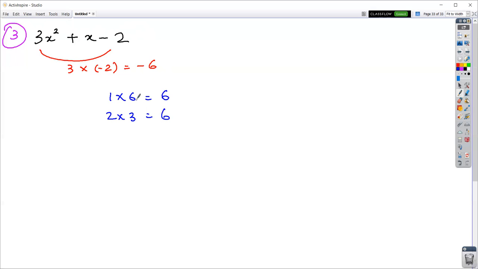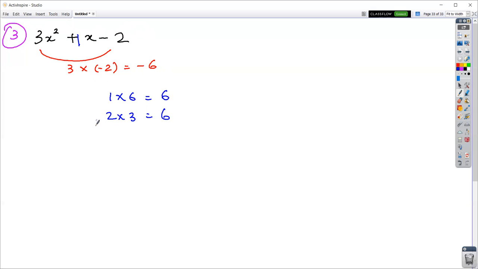Now using the numbers 1 and 6, we are trying to make plus 1, the middle term. So if you do 1 plus 6, that would give you plus 7. If you do 1 minus 6, that would give you minus 5. So there's no way you can get 1 by adding or taking away 1 and 6. We're going to look for another two numbers, which are 2 and 3.